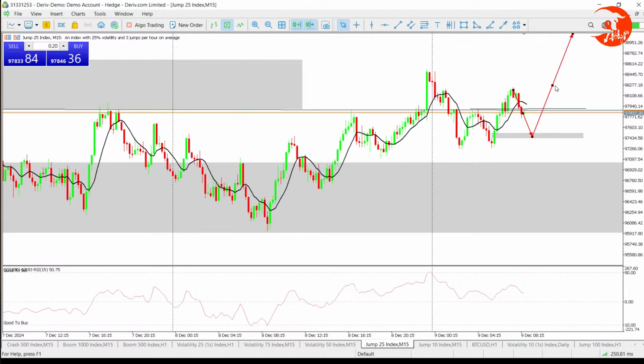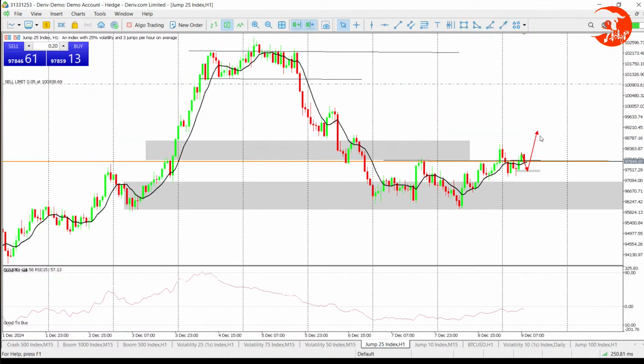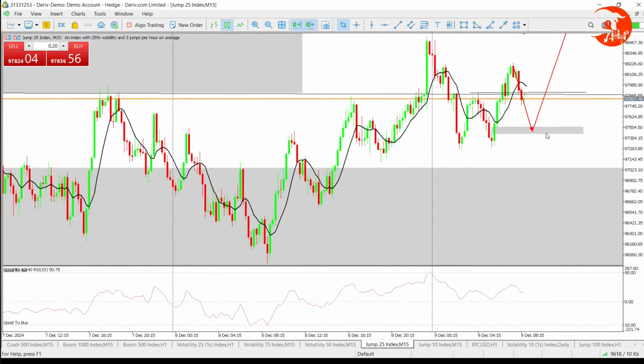If it happens, then I'll make my entries on this very level there to enter my buys to take me right about there and take my profits, call it a day. That's how I will trade this kind of asset. So I may leave it at M15 for that kind of buy. I'm not going to sell it, I'm going to wait for the buy if it comes to this level.